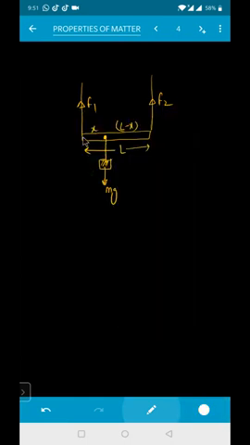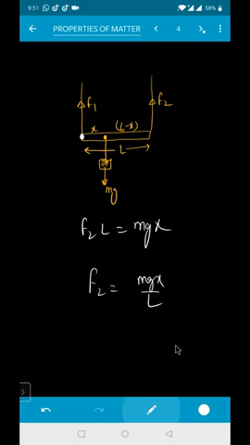Now, I'm taking this as the origin. This is your reference. So F2 into the perpendicular distance, which means L, will be equal to this weight into its perpendicular distance. That will be equal to mg into x. So that is the reason I'm writing F2 is equal to mg into x divided by L. Got it?